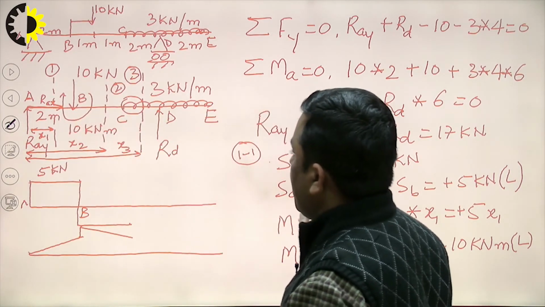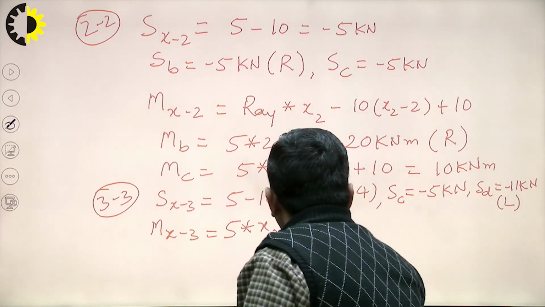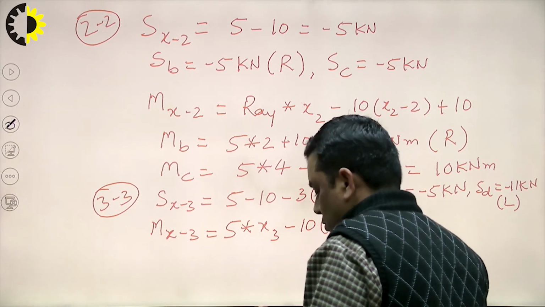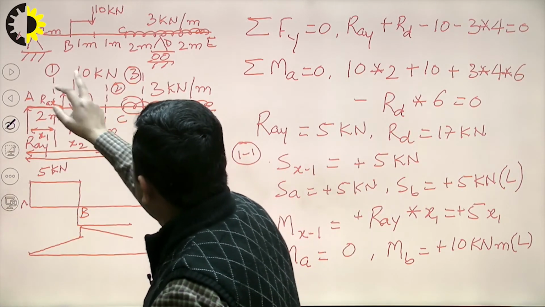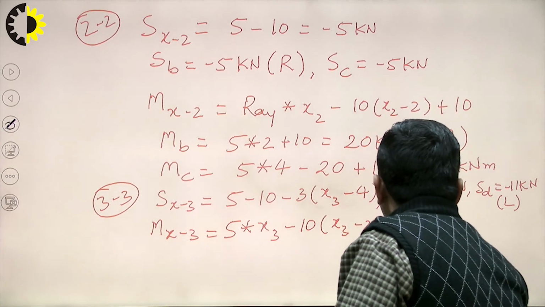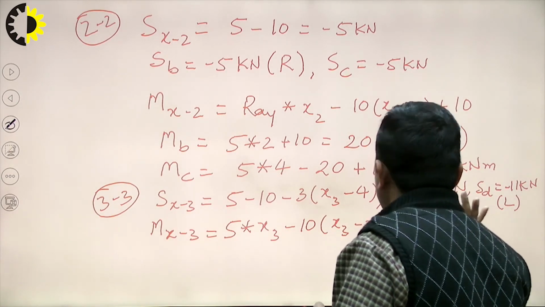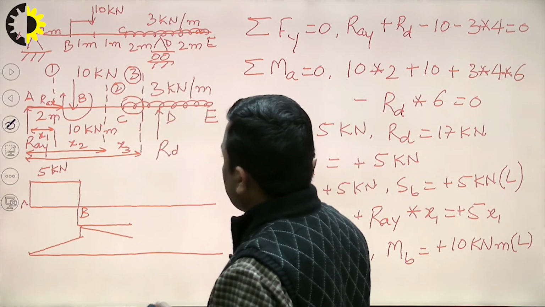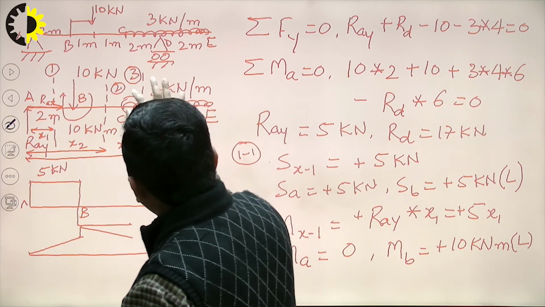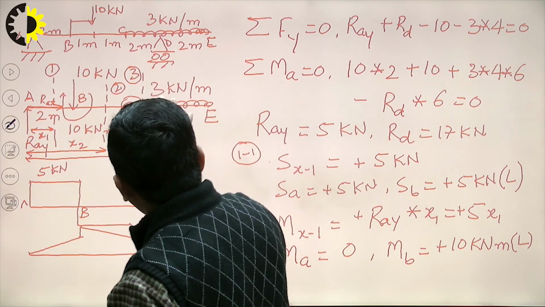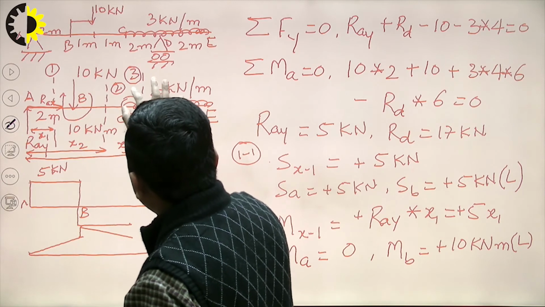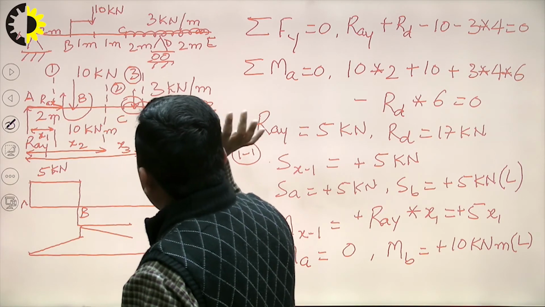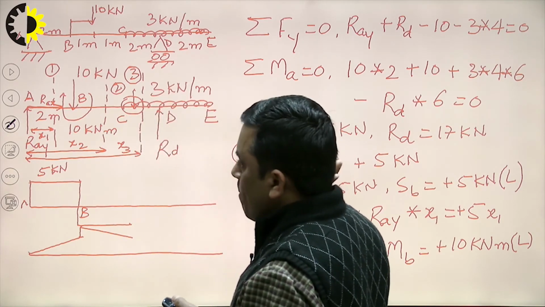Then because of the 10 kilonewton, 10 into (x3 minus 2), the tendency will be negative, so minus 10 into (x3 minus 2). Then I am considering this. So, this will be positive on the left side, plus 10. Then I am considering this much of UDL. The load of the UDL is 3 into (x3 minus 4), and this 3 into (x3 minus 4) will be effective on the midpoint of this distance x3 minus 4. So, the distance of this from this section plane will be (x3 minus 4) by 2.